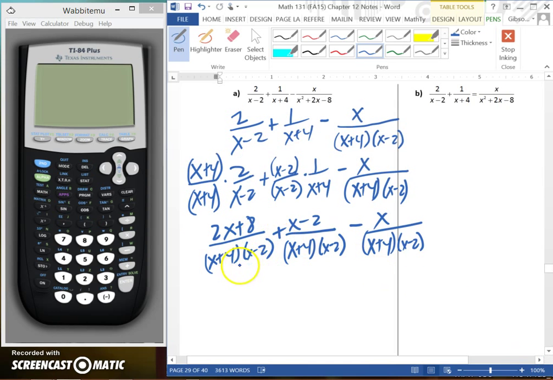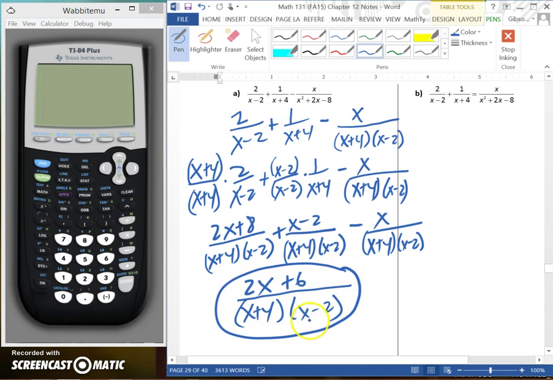Now we look here. We have the same denominator, so we know our denominator is going to be x plus 4 times x minus 2. Now we will combine the like terms. We had 2x plus x minus x. That will give us 2x. 8 plus a negative 2 will give us positive 6. So our numerator is 2x plus 6. Now, if we factor out a 2 from our numerator, that's only going to leave us x plus 3, which we cannot simplify out. So we can leave this as our final answer.